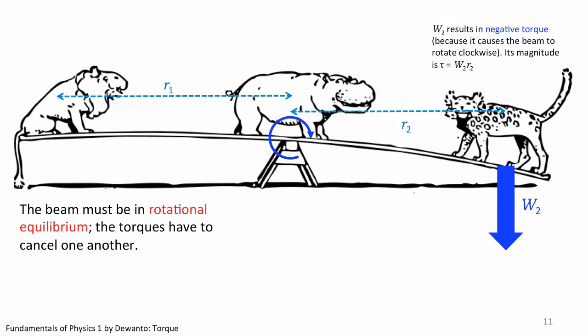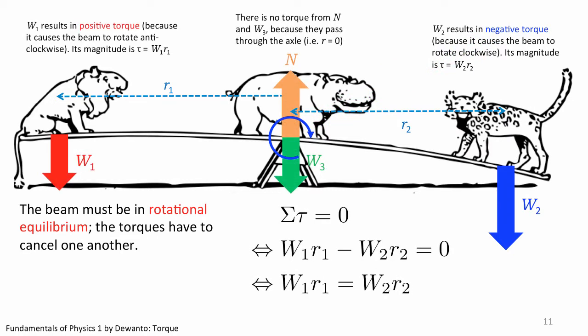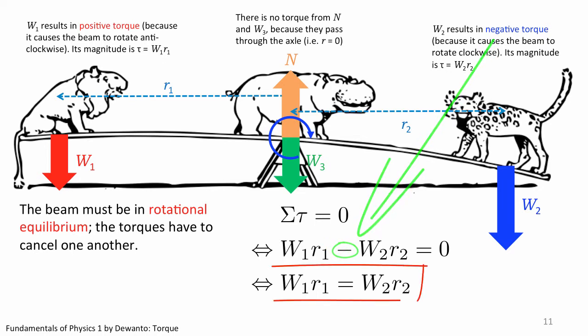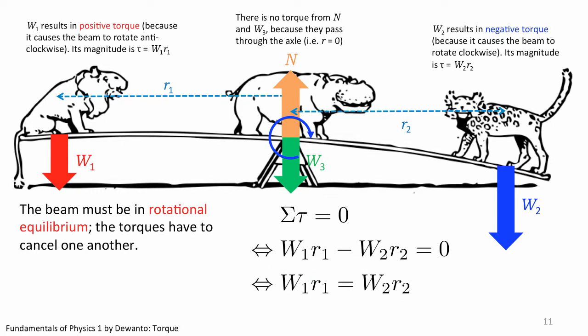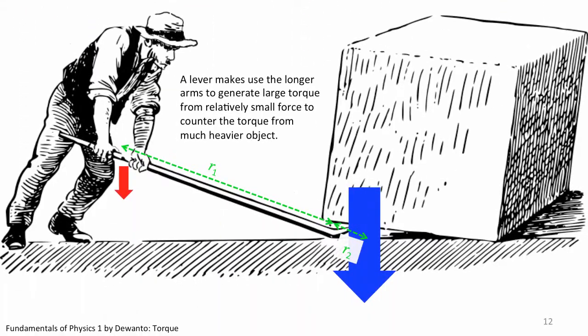We can finally sum up the torques to get the net torque. Please note the negative sign here. The condition for the beam to remain balanced is this equation. It is a result which hardly comes as a surprise. It essentially says that for the beam to be balanced, heavier objects should be placed nearer to the axle. On the other hand, we can lift and balance a heavy object using relatively small force if we have a beam long enough to make a lever. A lever makes use of the longer arm to generate large torque from relatively small force to counter the torque from a much heavier object, as shown in this figure.